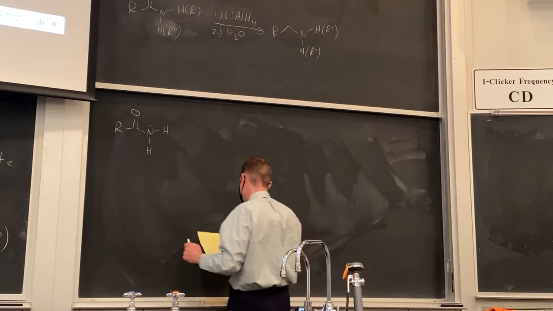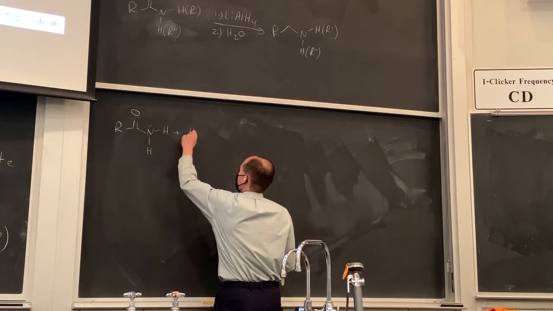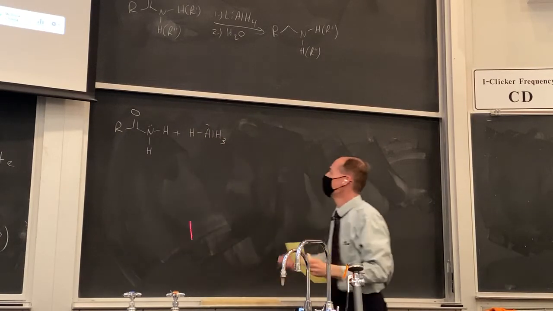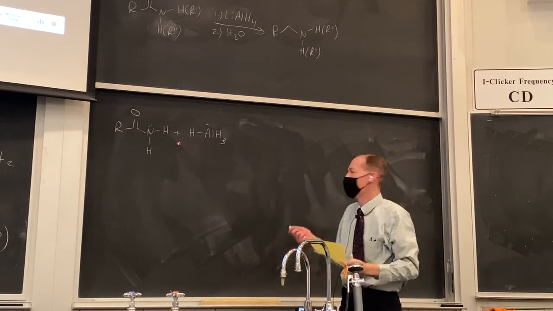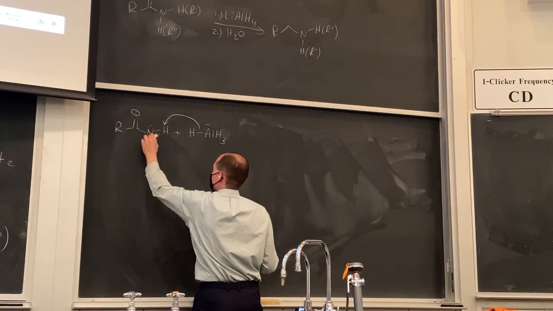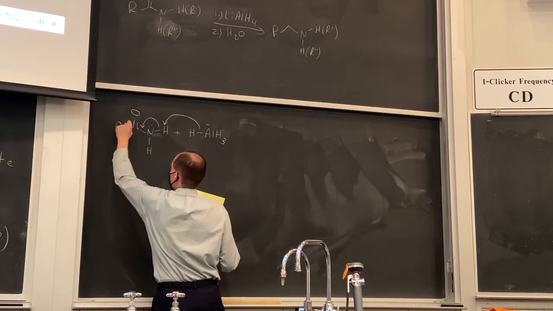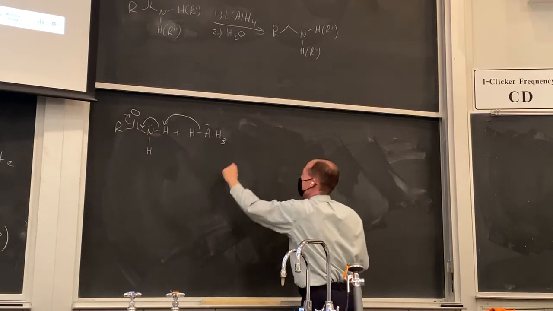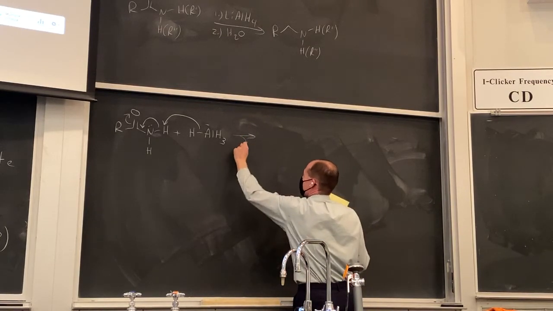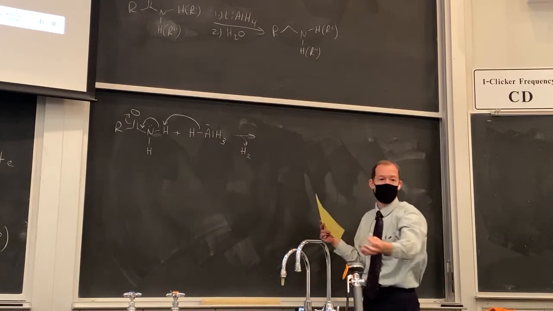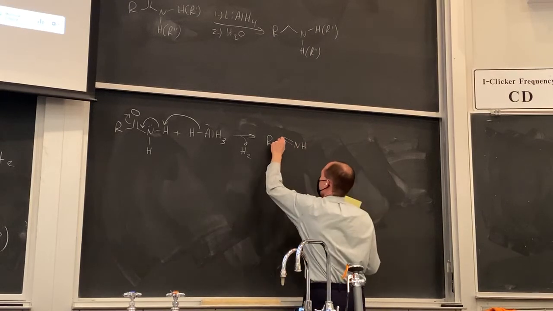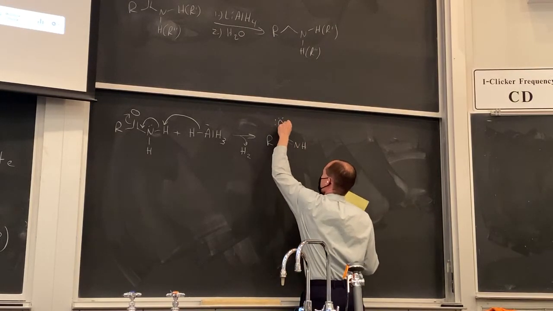But the first thing that's going to happen here, I'm just going to write our aluminum hydride in this fashion, is acid-base chemistry. Our basic aluminum hydride species is going to deprotonate our NH, our acidic NH. That's going to give us hydrogen gas. Again, a very stable byproduct. It's going to give us this anion.